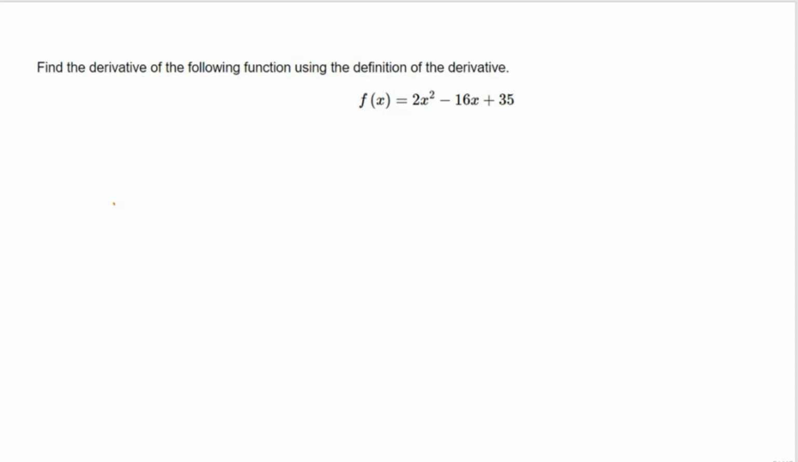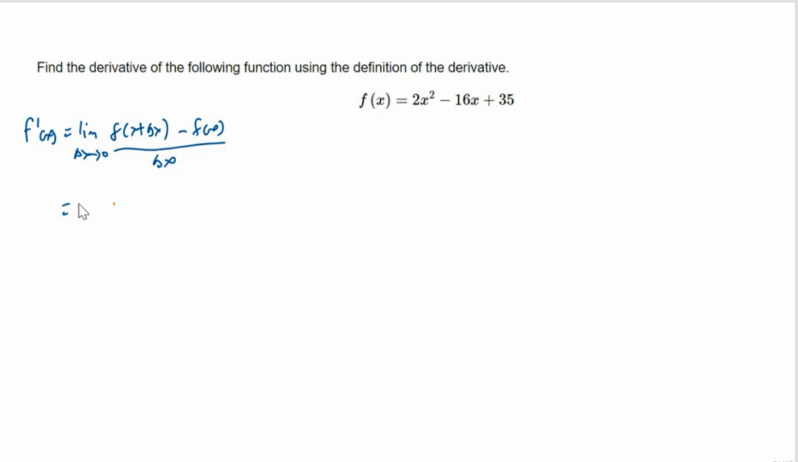First, I'm going to write the definition of the derivative. We have f prime of x equals the limit of f of x plus delta x minus f of x all over delta x as delta x approaches 0. By substitution, on the first term we have f of x plus delta x, meaning the x in the given function will be replaced by x plus delta x.